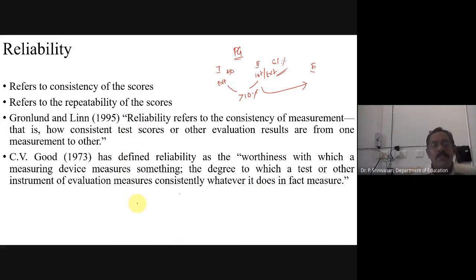Crow and Crow, Good, 1973, defined reliability as the worthiness with which a measuring device measures something: the degree to which a test or other instrument of assessment measures consistently whatever it does in fact measure. So again, this says the repeatability of the score, consistency of the score. It should be consistent over a period of time. So the last two are the definitions.